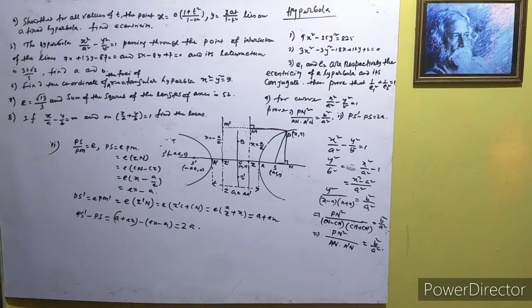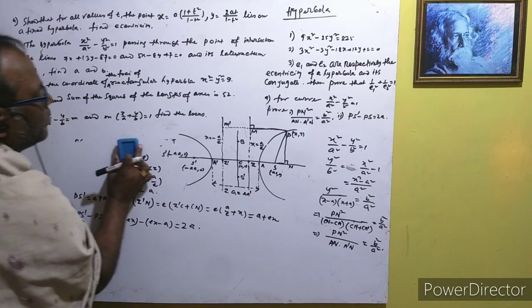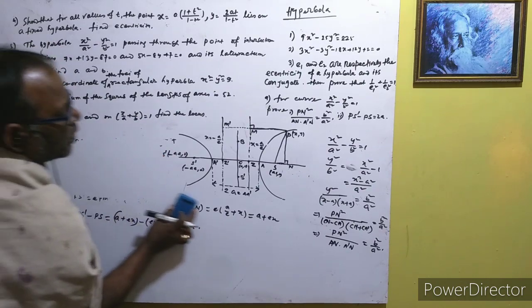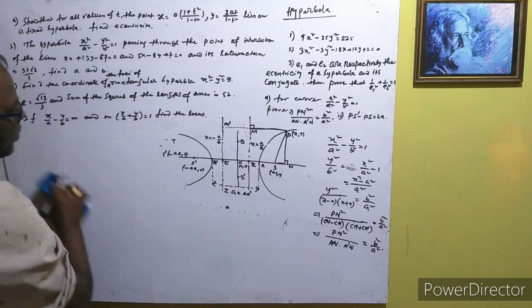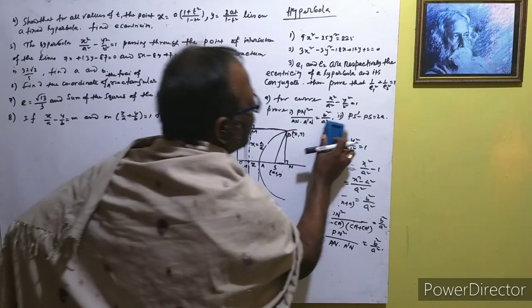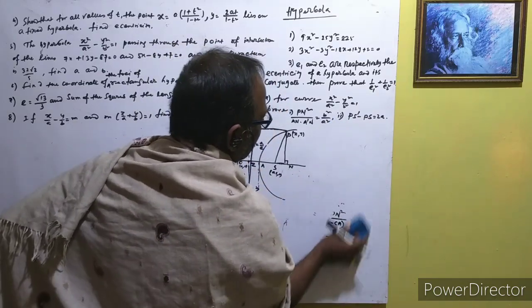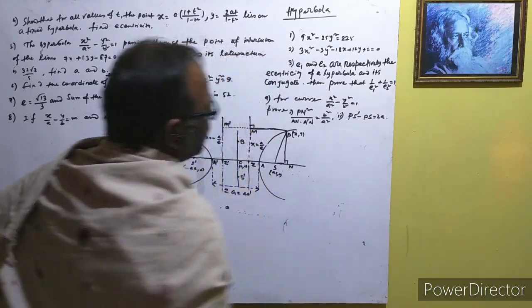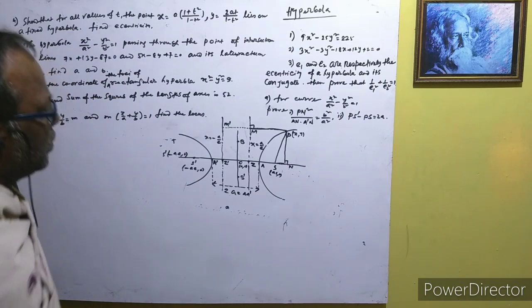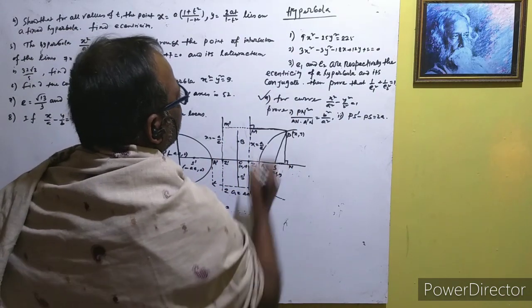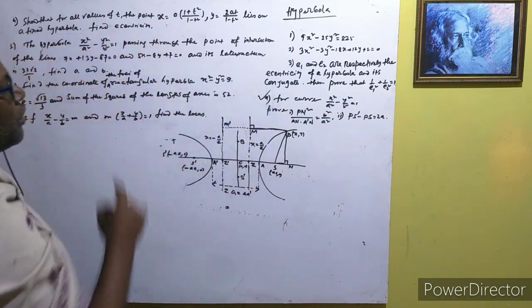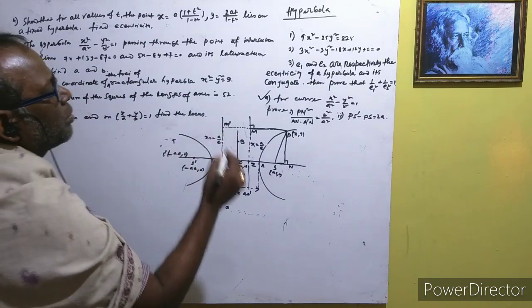Okay, students, see carefully. So this is the basic theory of the hyperbola. And now some problems we have to introduce here. See carefully. So this is question number 9 done. Now we have to introduce question number 3 here.